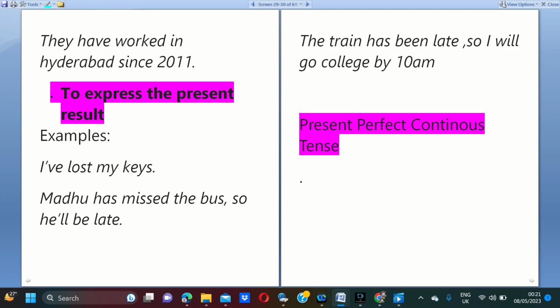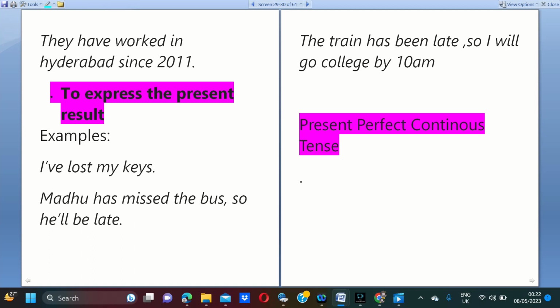To express present results also, I have lost my key. Madhu has missed the bus, so he will be late for the class. See here, to talk about the reason, we are using present perfect tense. The result is being mentioned in simple future. The train has been late, so I will go to college by 10 a.m. Here, to talk about the reason, we use present perfect tense. To tell the result, we use simple future.